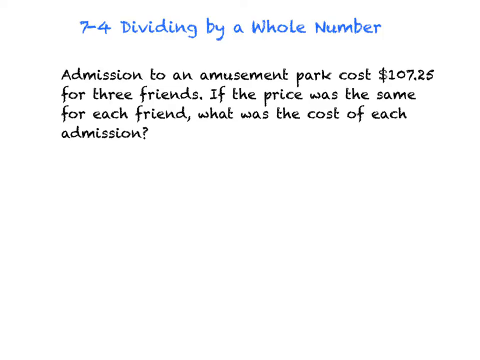Admission to an amusement park cost $107.25 for 3 friends. If the price was the same for each friend, what was the cost of each admission? The key here is, if the price was the same for each friend, then what would the cost be for each admission? All right, so let's start breaking this down step by step, because that's what we do when it comes to a word problem.